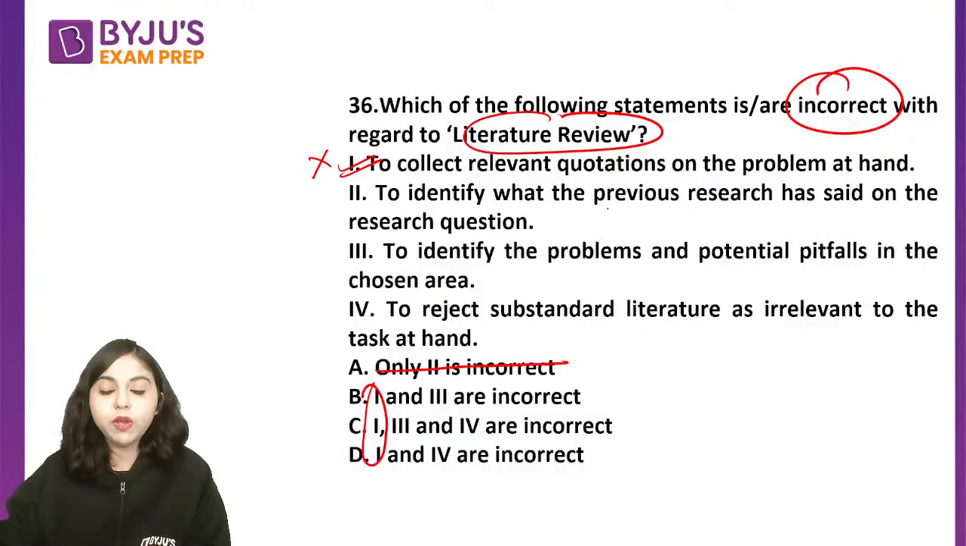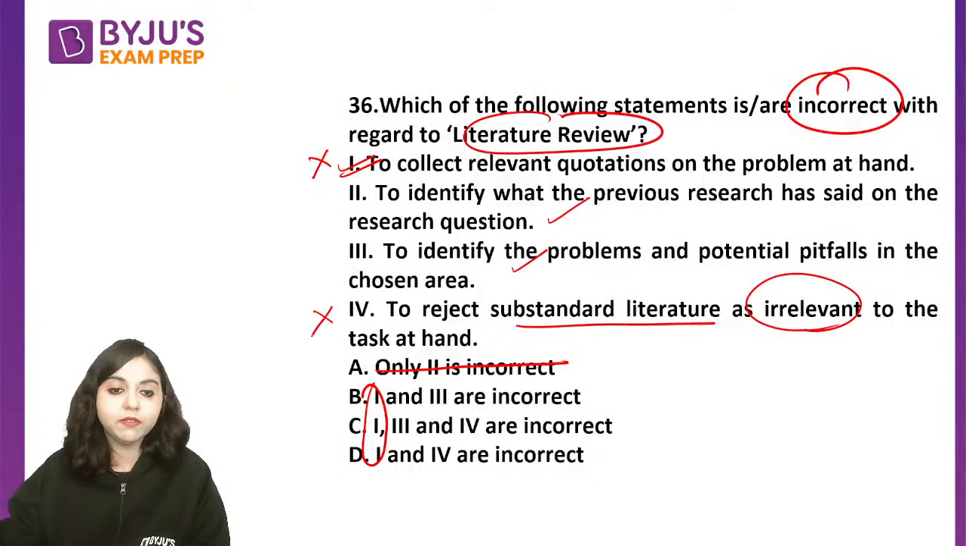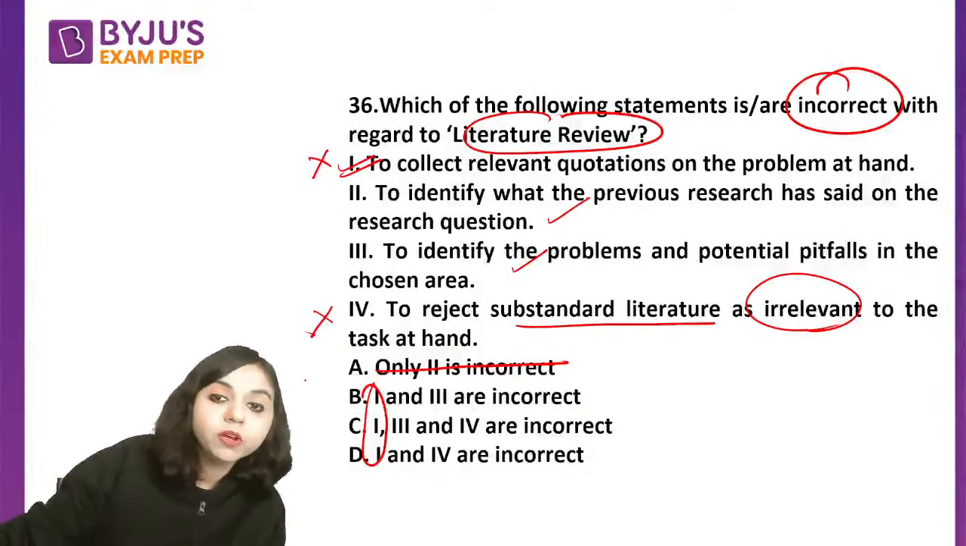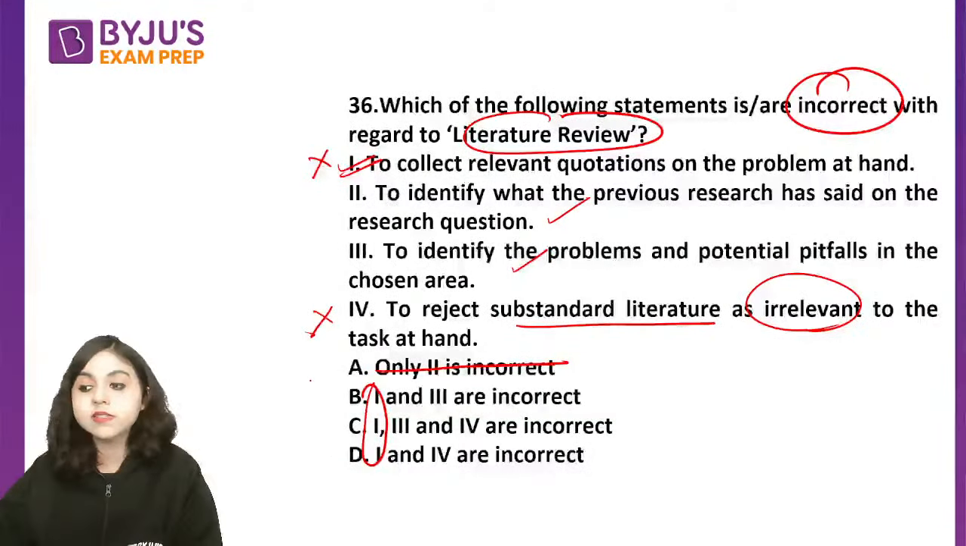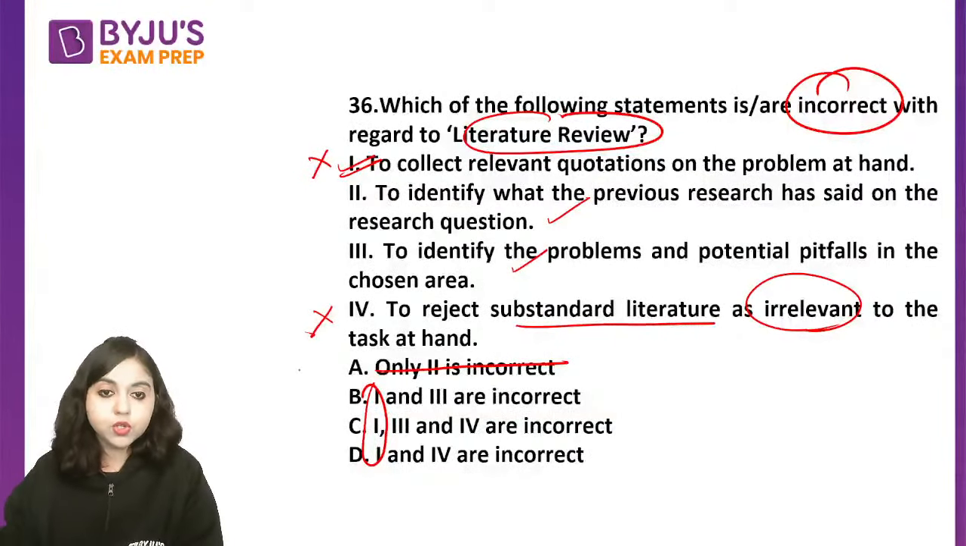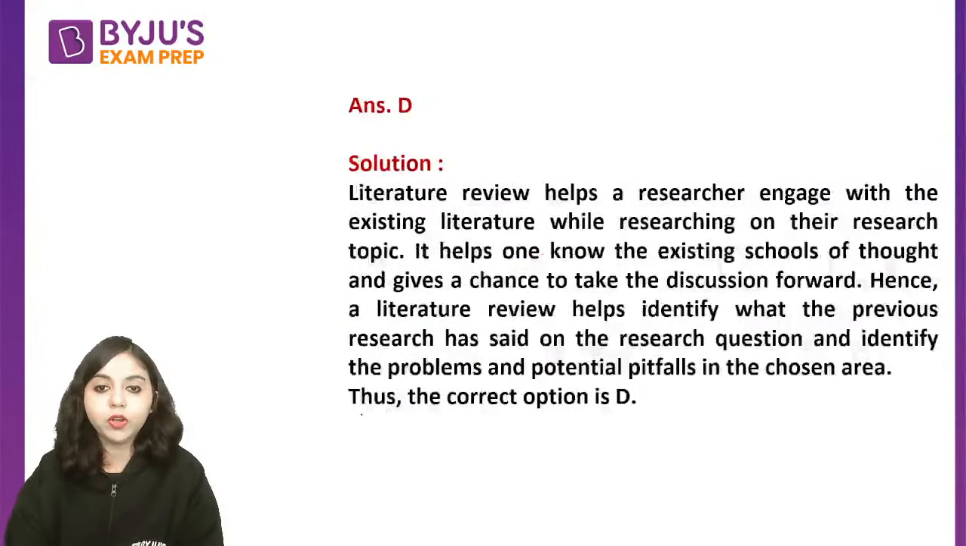Moving on to identify what the previous research has said on the research question. That is true. To identify the problems and potential pitfalls in the chosen area. That is true. To reject substandard literature as irrelevant to the task. No, it is not irrelevant. You're trying to probe why it is substandard or what the reasons contributing to it are. So 1 and 4th are wrong when we are talking about literature review.